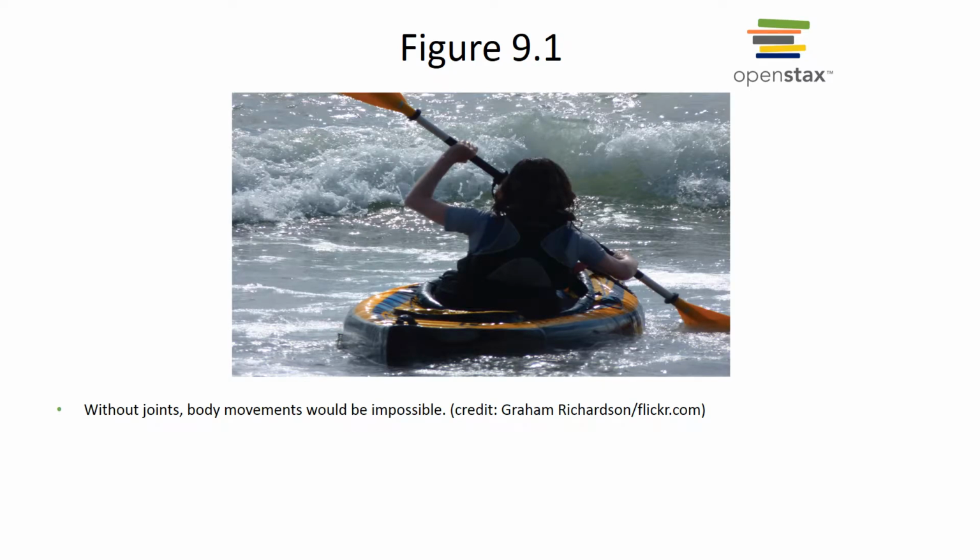Hi everyone, the next chapter that we're going to discuss is articulations and joints. Because the bones of the skeleton are relatively inflexible, movement can only occur at articulations or joints, and this is where two bones interconnect.